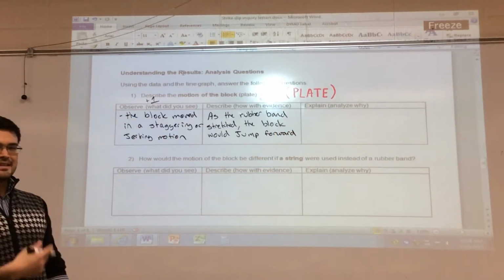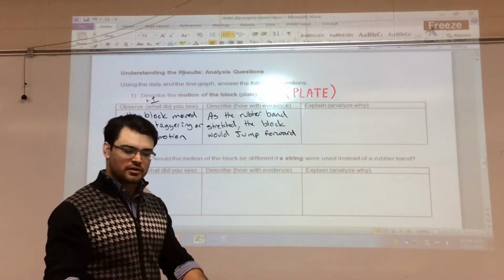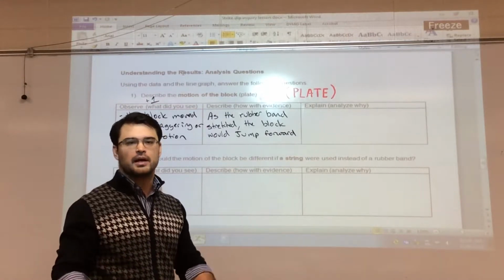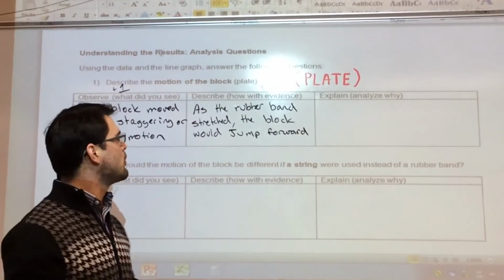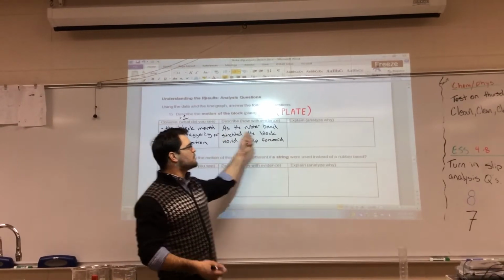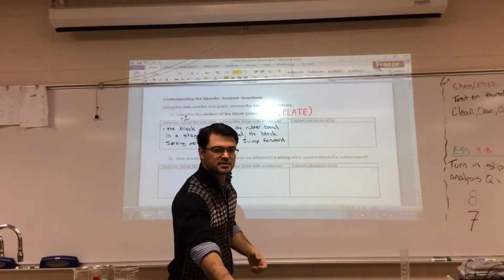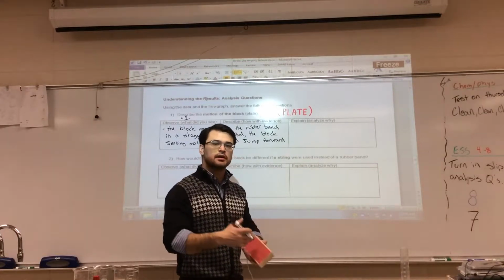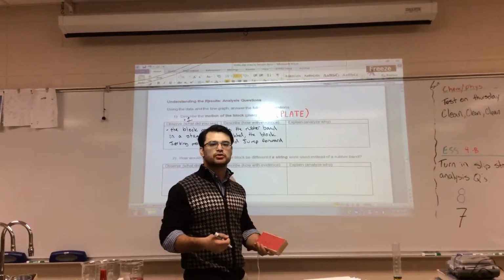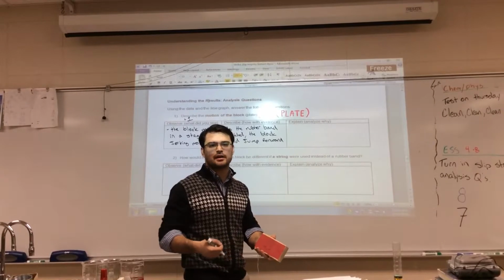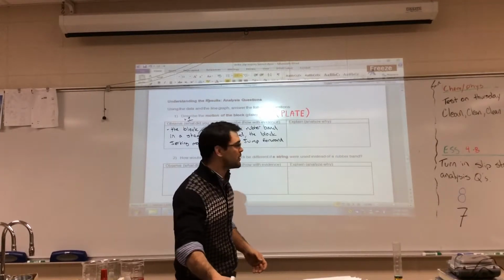So they go a little bit deeper. They mention the parts. They mention that there's a stretching in the rubber band and that the block would jump forward, but they haven't really told me why this movement was occurring. And all of this is based around the fact that there's friction that is resisting the motion or the energy that I'm giving to that rubber band.